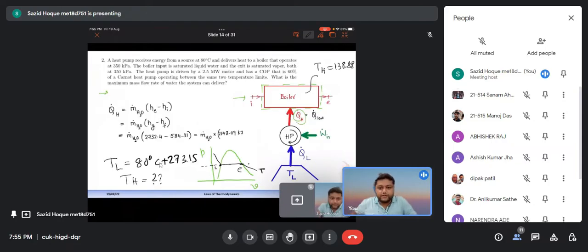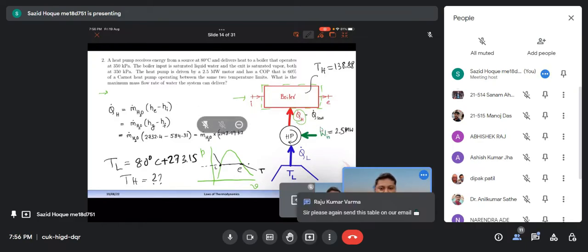Now we know that the heat pump is driven by a 2 megawatt motor. So 2 megawatt will be W in, and it has a COP that is 60% of the Carnot heat pump. Carnot heat pump means we can replace those QH by W in terms of temperatures. And this TH we know, TL we know.